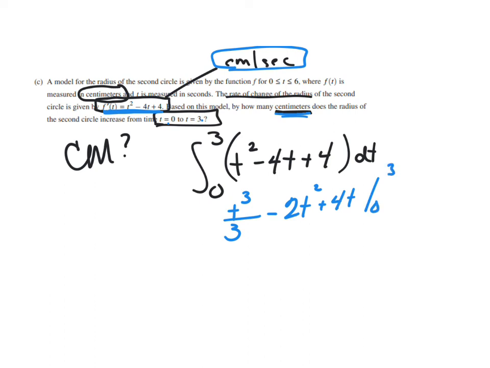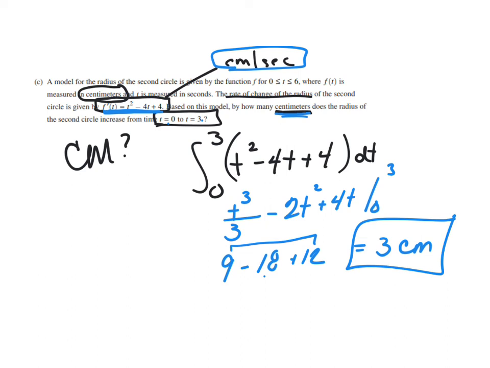So 3 cubed is 27 divided by 3. That's 9, minus 3 squared is 9 times 2 is 18, plus 12. Let's see, I like to do my adding first. 9 and 12 make 21 minus 18. I get a total of 3. It wanted units, so 3 centimeters.